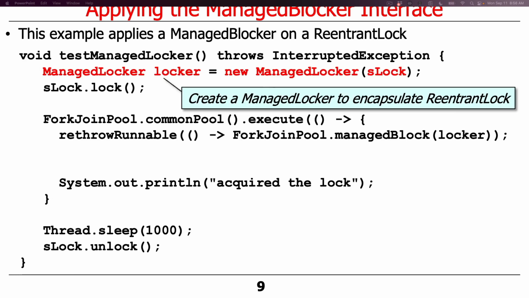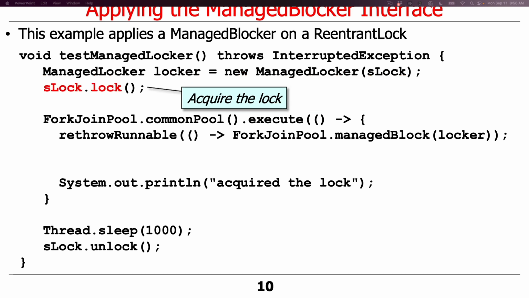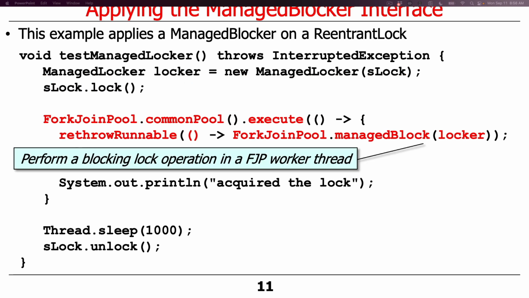Here's an example of how we do this. We're going to make ourselves a new ManagedLocker that encapsulates a ReentrantLock, which is defined elsewhere in that example. We then acquire the lock, so the lock is held. We go ahead and use the common fork join pool to run this code. This code is going to call the managedBlock mechanism on the fork join pool. Remember, it's a static method, so we don't need to call it on an instance of fork join pool. We can just call it. And we pass in the locker object, so that'll go run in the background.